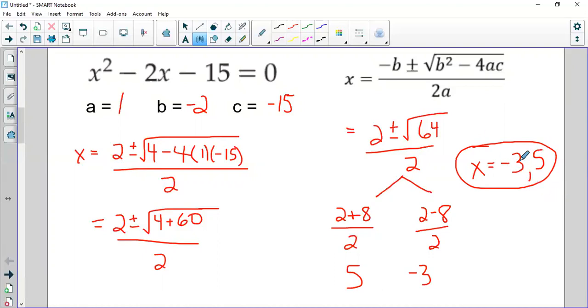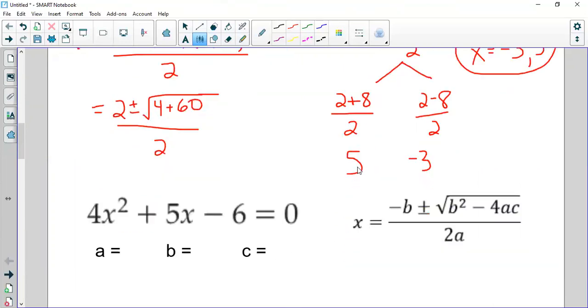Because these are both integer numbers, rational, that means that this could have been factored. I could have factored this into 2 binomials and used that zero product property and got these 2 answers. This is definitely a longer way than factoring, but using the quadratic formula works for every quadratic, whether it's factorable or prime.